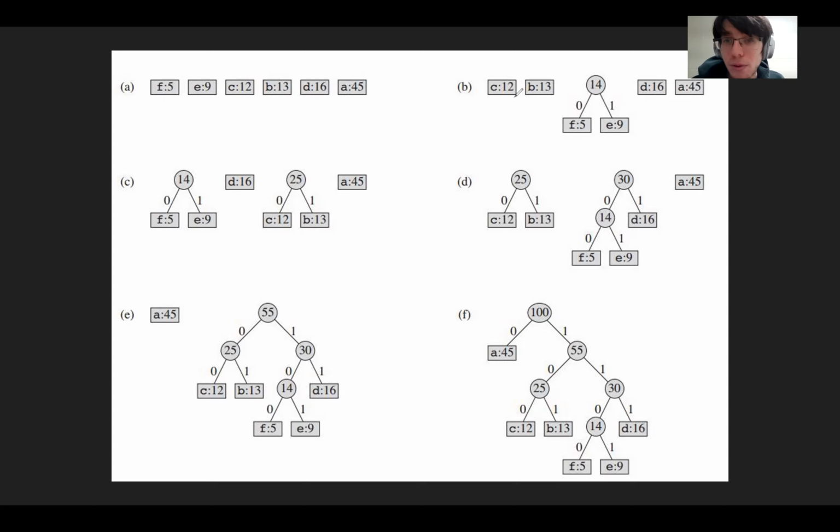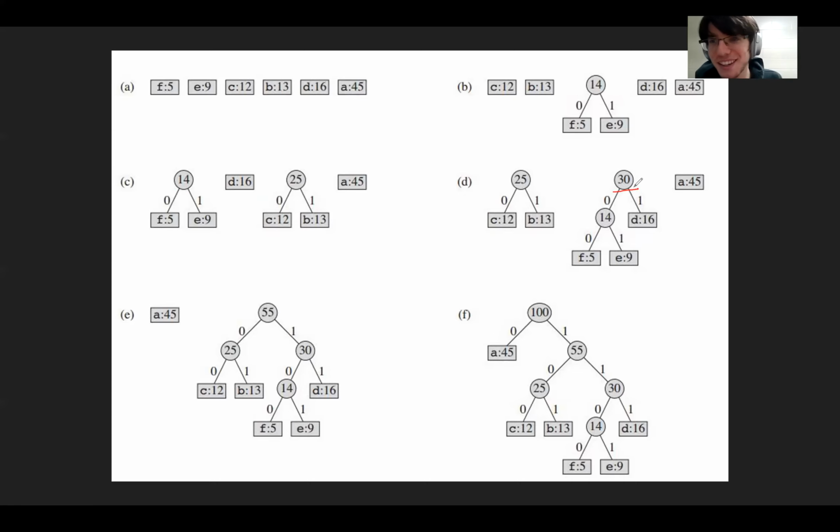But now we no longer have E and F because we've joined them. And so now we have the value 14 instead of the values 5 and 9. But 14 is not the smallest or second smallest, 12 and 13 are. So we join those 2 trees together, first C and B. And now we're left with these 4. Now the 2 smallest are 14 and 16. So we join those and we make 30.